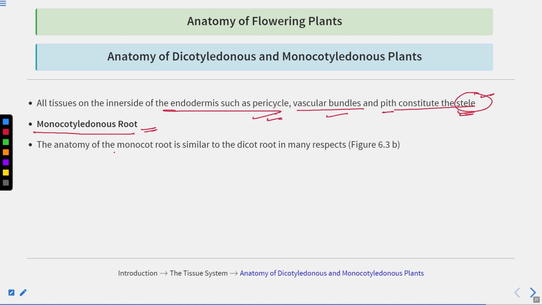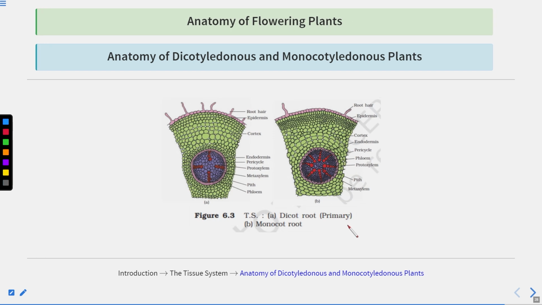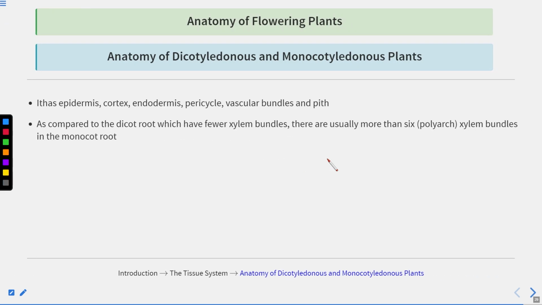The anatomy of the monocot root is similar to the dicot root in many respects. So if you see the figure, the monocot root is very much similar. It is not showing much difference from the dicot, right? So it has epidermis, cortex, endodermis, pericycle, vascular bundle and pith. As compared to the dicot root with a fixed number of xylem bundles, the xylem bundles in the monocot are usually more than 6, that is, polyarch.